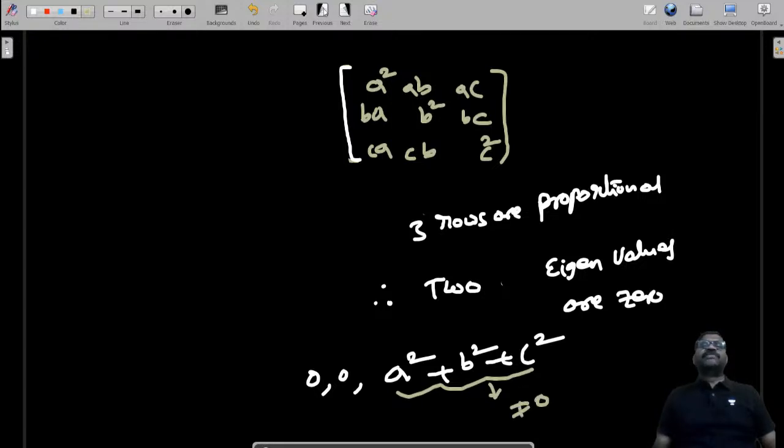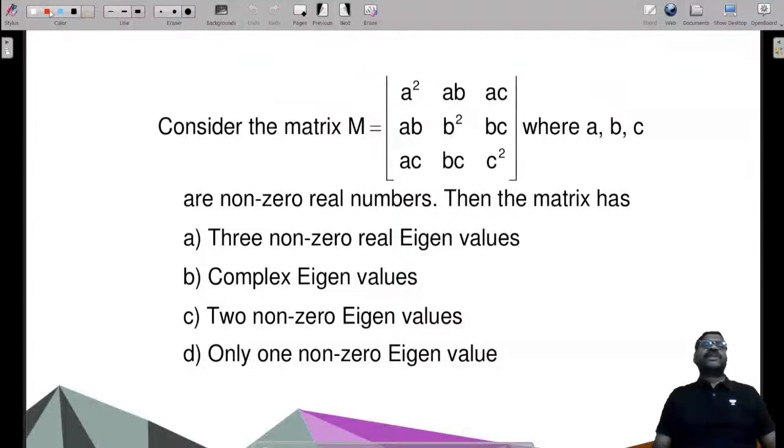So how many non-zero eigenvalues? One and only one non-zero eigenvalue is the correct option. Understood? Next.